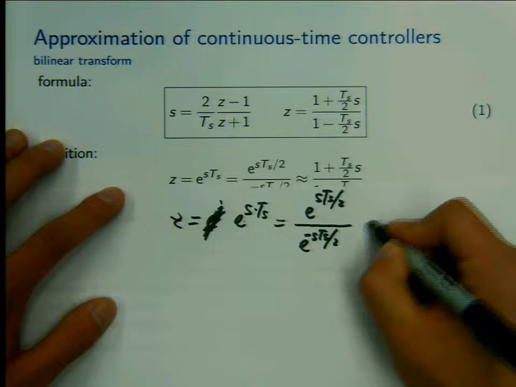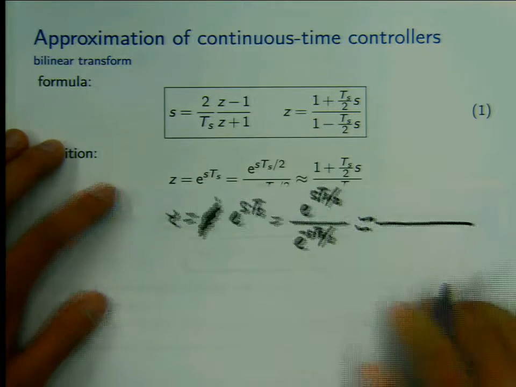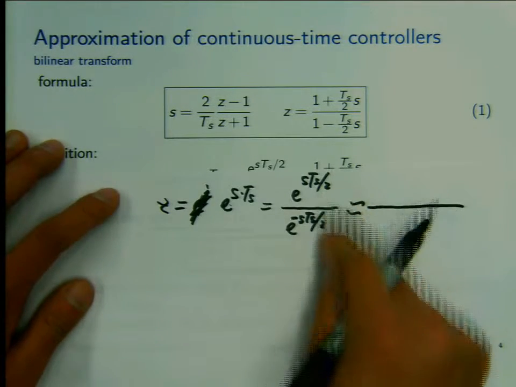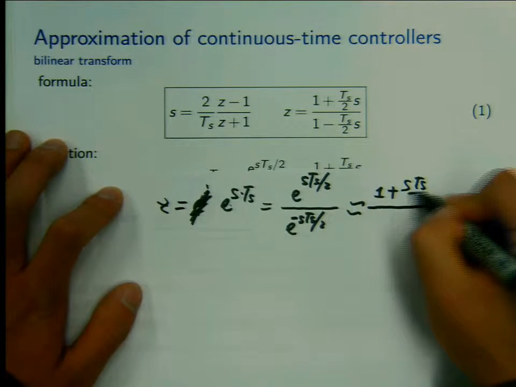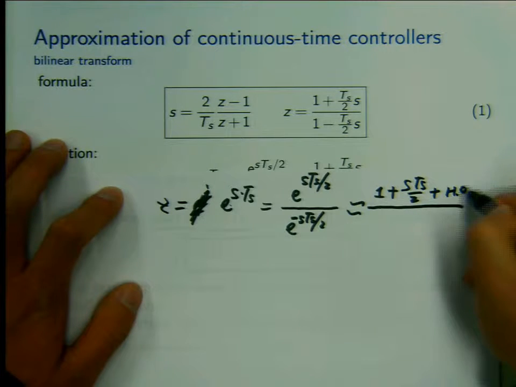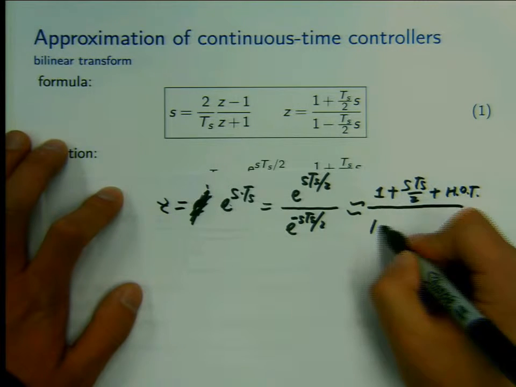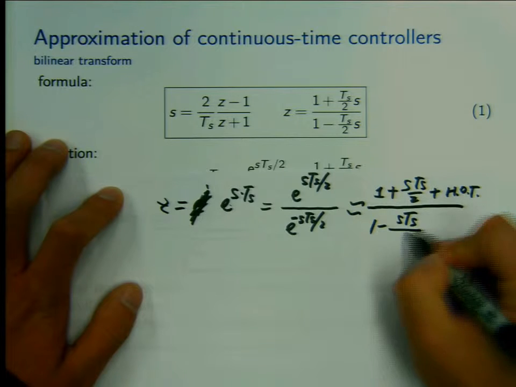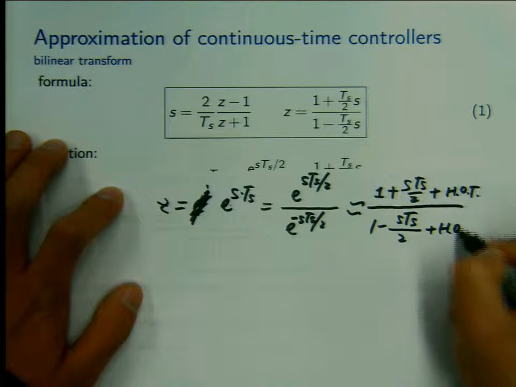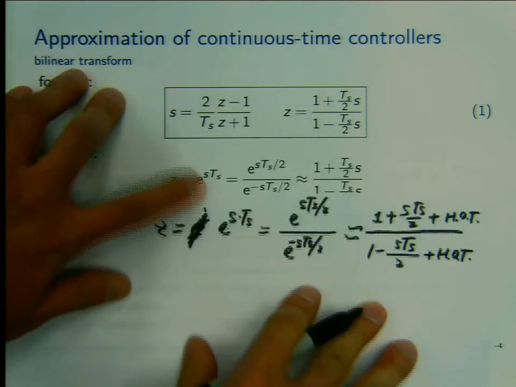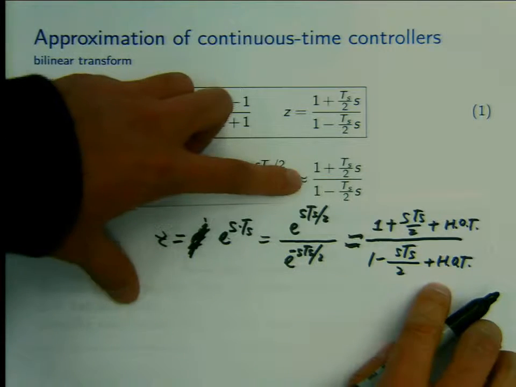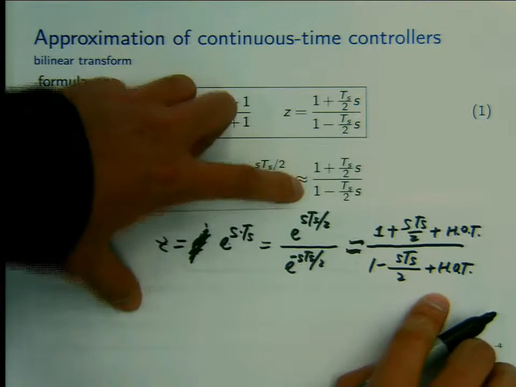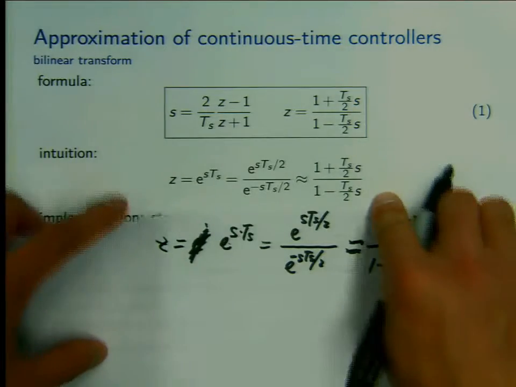And then here, take the Taylor expansion for both parts. You're going to get 1 plus sTs divided by 2 plus higher order terms, and on the bottom is 1 minus s times Ts divided by 2 plus higher order terms. And the bilinear transformation is simply ignoring the higher order terms and using only the first order Taylor expansion to do the approximation.